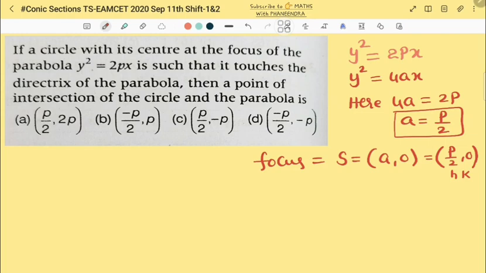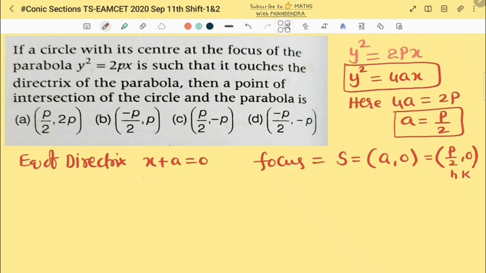Next, the circle touches its directrix. Circle touches directrix means, what is the equation of directrix? x plus a equal to 0, for this equation of parabola. Conceptual questions, dear students. x plus a is equal to 0. A value we got it, no, p by 2. So x plus p by 2 is such that it touches the directrix of the parabola. So circle touching x plus p by 2 equal to 0.